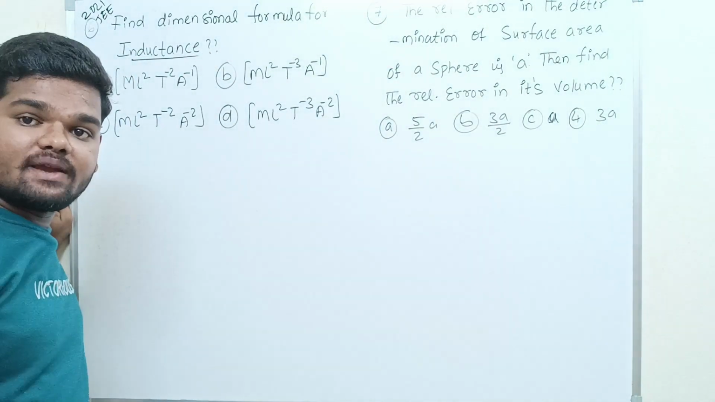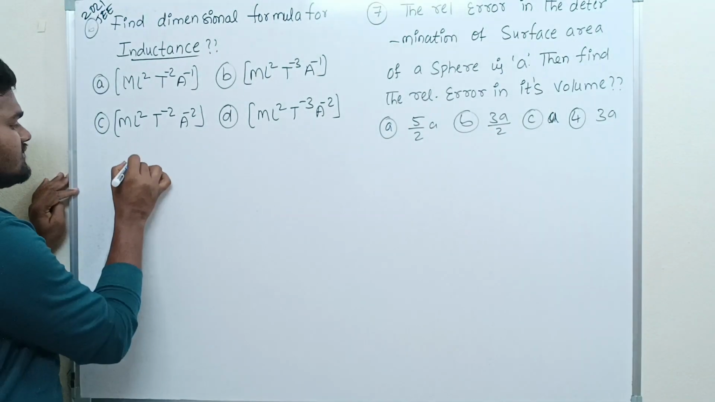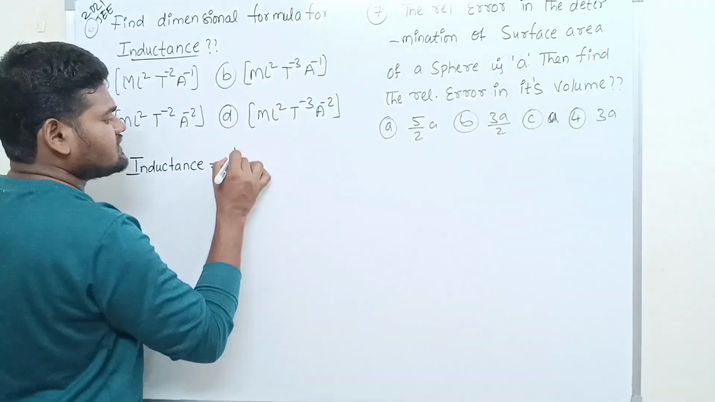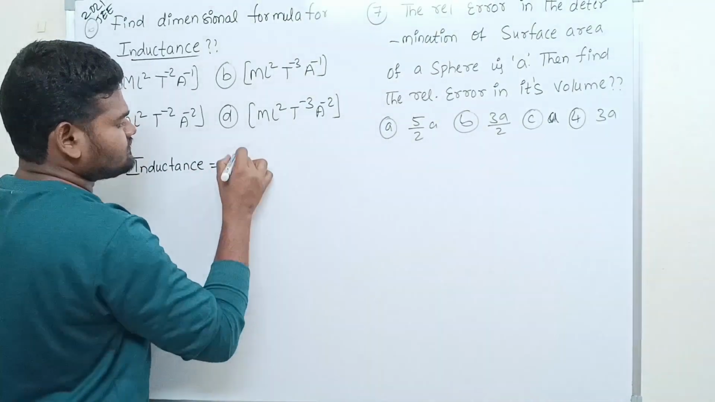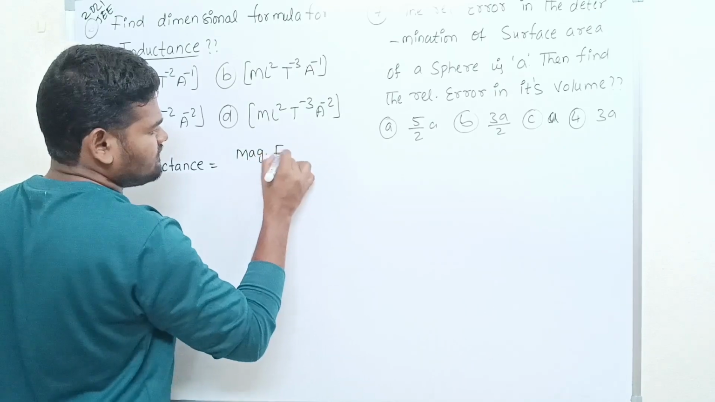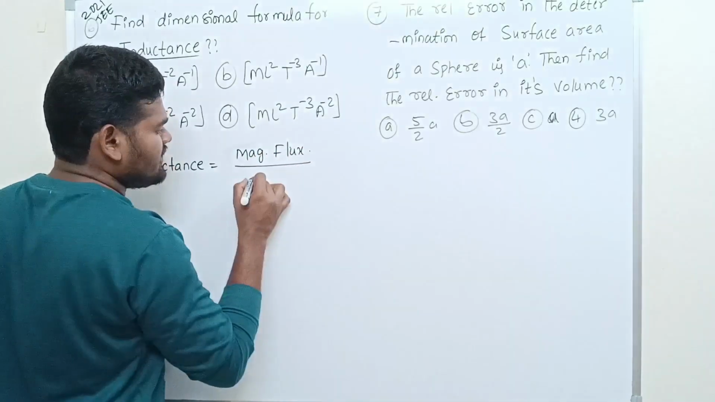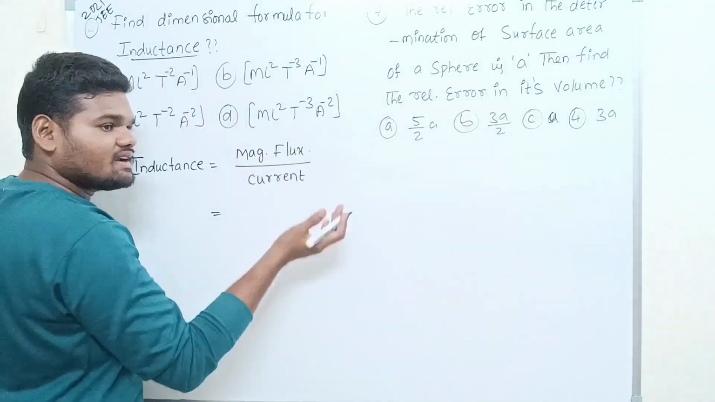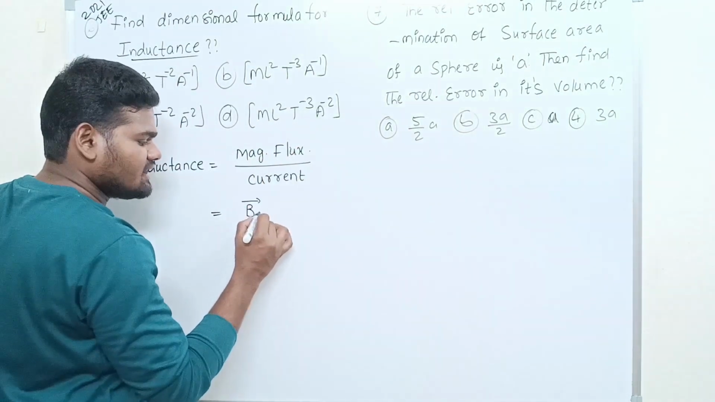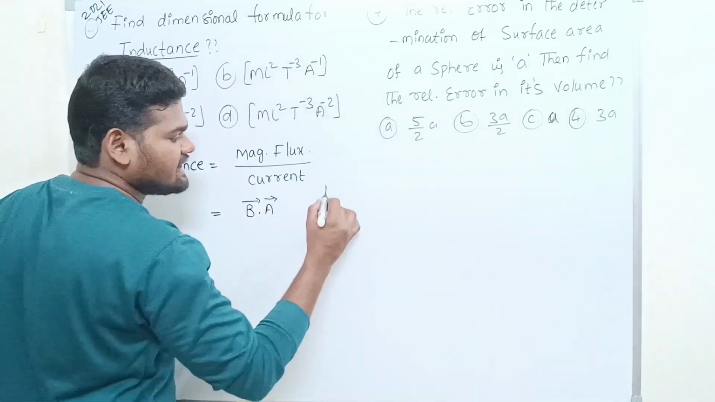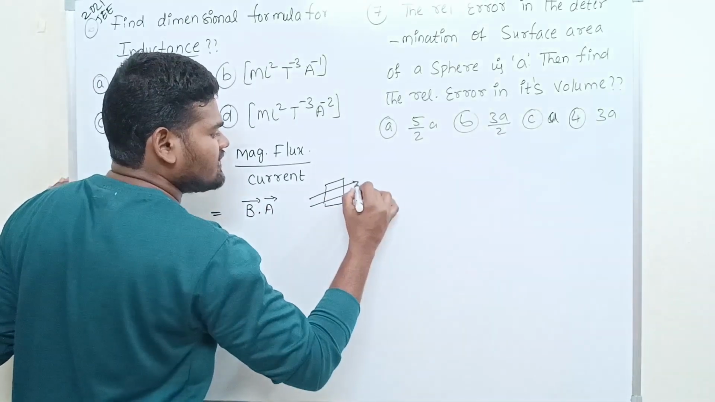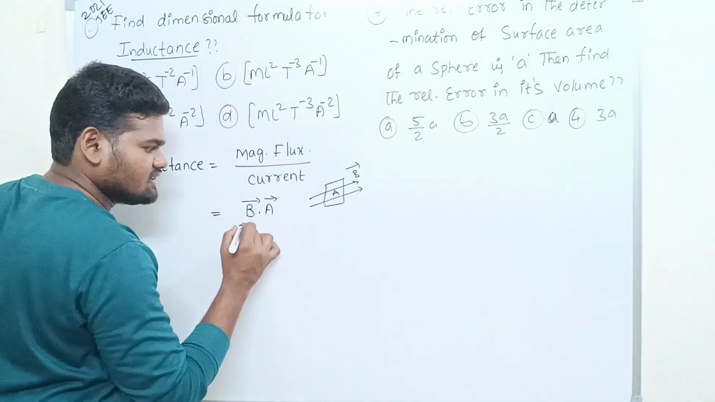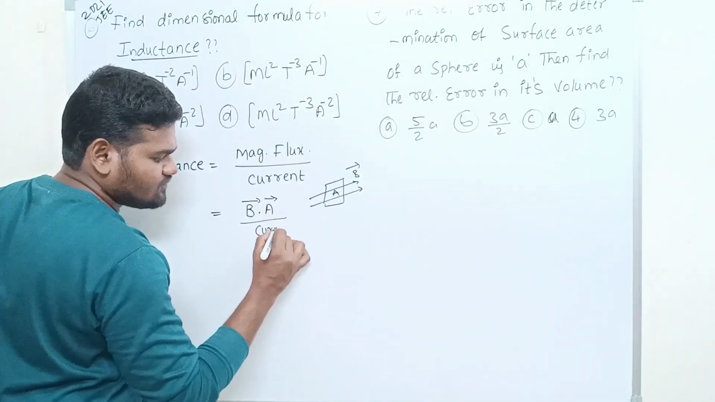Okay, we have to find the dimensional formula for inductance. The formula for inductance is equal to magnetic flux divided by current. Magnetic flux is nothing but B bar dot A bar. The number of magnetic field lines passing through a unit area is called magnetic flux. So, divided by current.